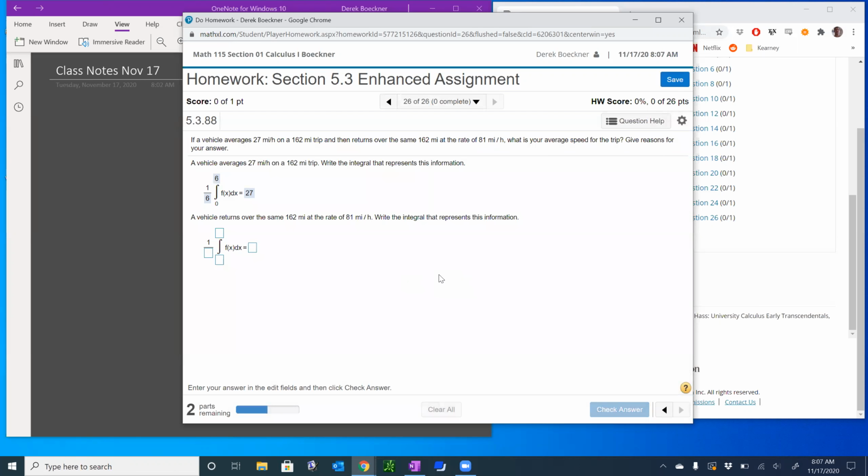Okay, so the reason it's 6 is because if you're going to go 162 miles at 27 miles an hour on average, it's going to take you 6 hours to do it. Does that make sense?